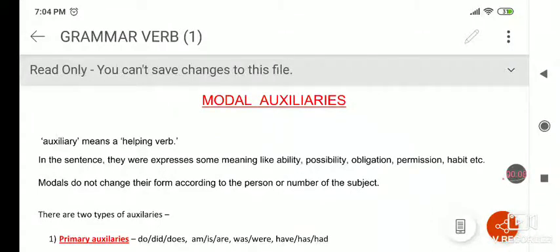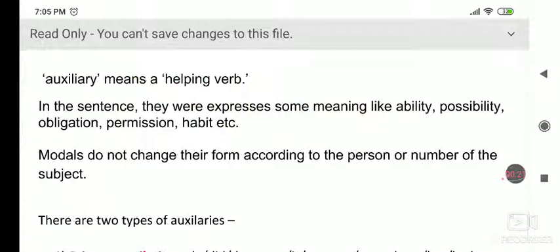We are going to study modal auxiliaries. Auxiliary means helping verbs. The verbs be, have and do are used with ordinary verbs to make tenses, passive forms, questions, and negatives. At that time, we can call them auxiliary verbs.